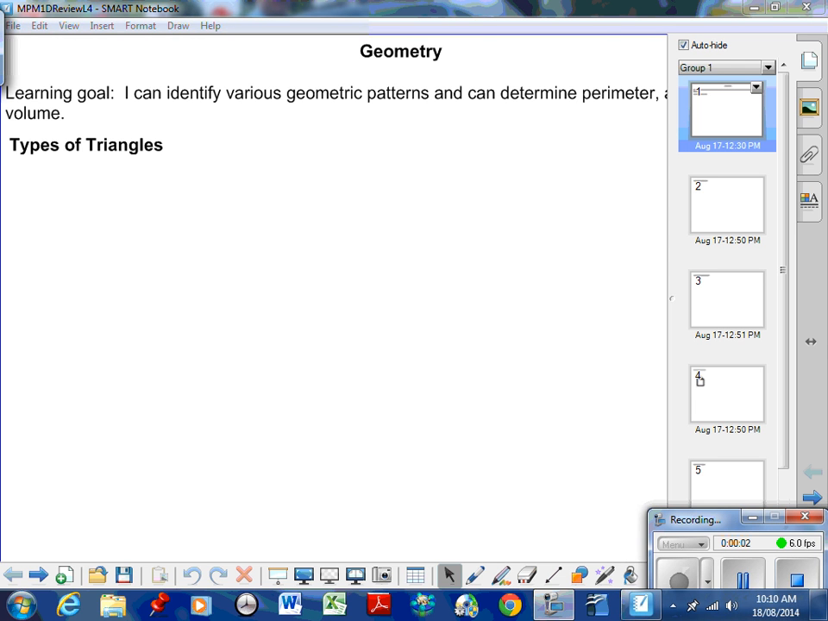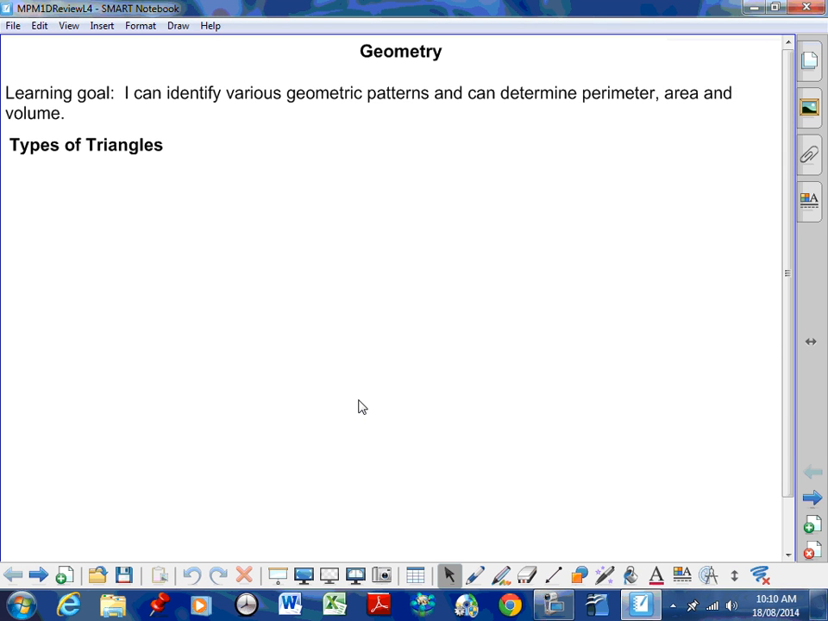Hello and welcome to the fourth and final review installment for the grade 9 course. We're looking at some geometry today, and I want you to be able to identify various geometric patterns, determine perimeter, area, and volume.